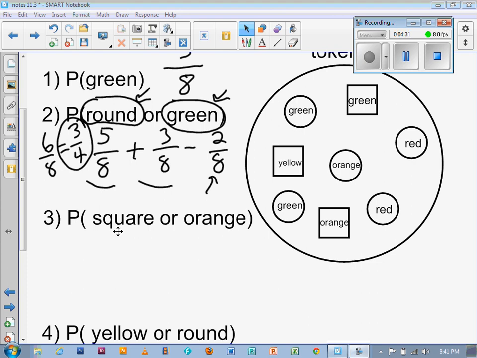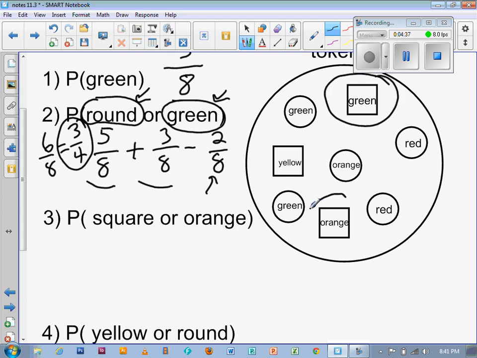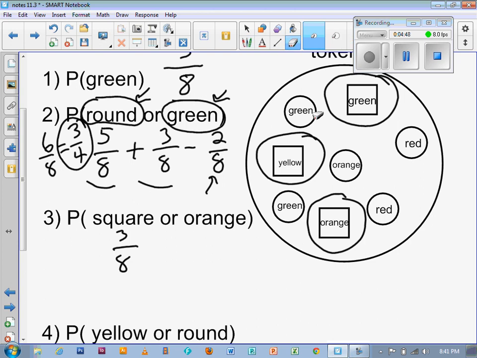So first, let's identify the square tokens. As you can see from our diagram, we have one square there, another square there, another square there. So essentially we have 3 out of 8 square tokens. And then after we're done counting that, we count the number of orange tokens. And let's circle them.